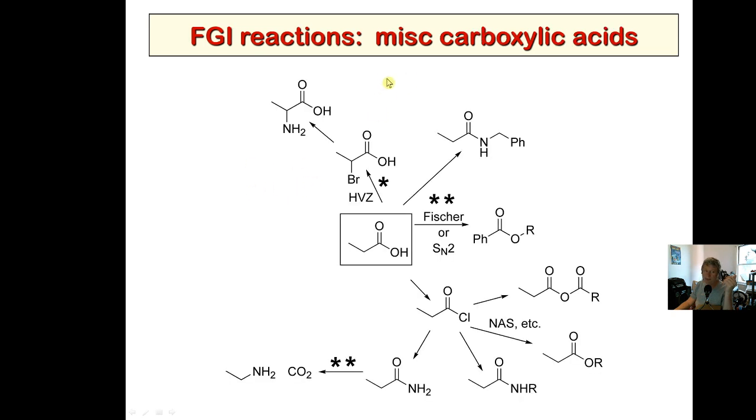Okay, miscellaneous carboxylic acid reactions. So we'll go from the top and wrap around, I guess. One of the things you learned was the Hell-Volhard-Zelinsky reaction, which is like a three-step process. Remember that? First it made an acid bromide with PBr3. PBr3 makes an acid bromide. And then it was Br2, because that also makes an enol. It's an acid bromide enol. Enols are nucleophilic.